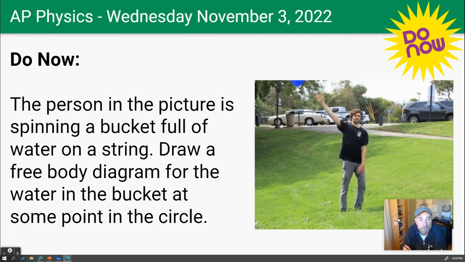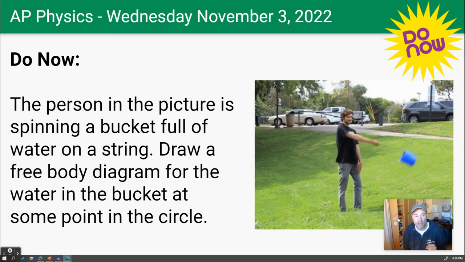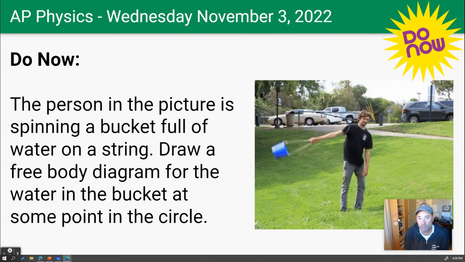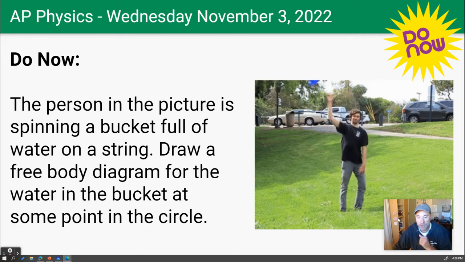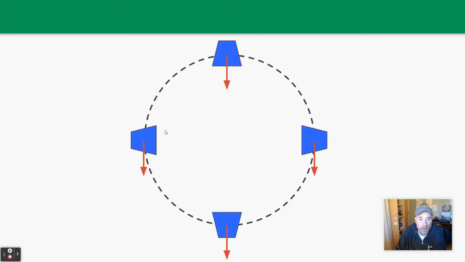And the question is to go ahead and draw a free body diagram for the water in the bucket at any point. So whether that be a point that is at the top or left or right or below, in that free body diagram, you definitely have one force that is always acting on everything, at least close to the surface of the earth, which is gravity. So gravity is always pulling down in each of these cases.